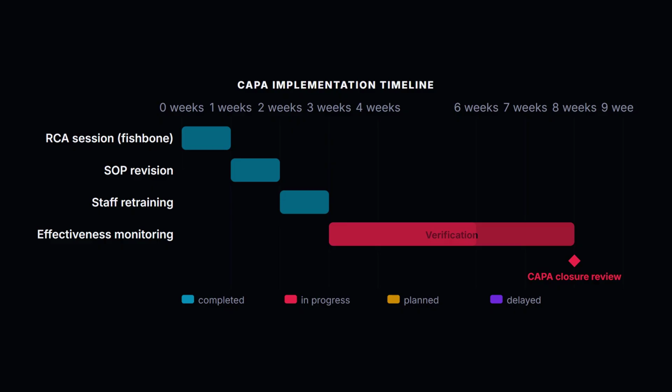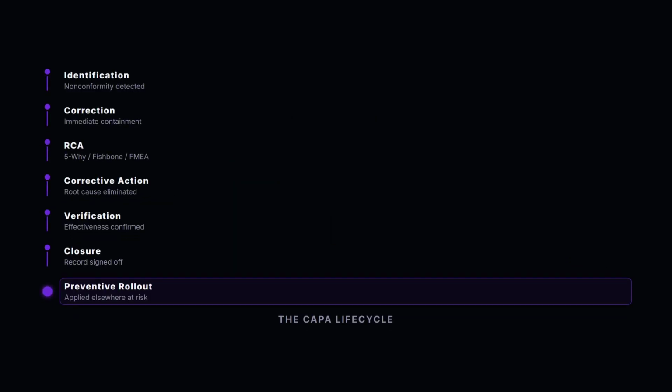Think of every CAPA record as moving through the same 7 stages regardless of which analyte or instrument is involved. Identification, immediate correction, root cause analysis, corrective action, effectiveness verification, closure, and finally a preventive action rollout to wherever else the same cause could apply. Skipping straight from correction to closure is the single most common shortcut assessors catch.